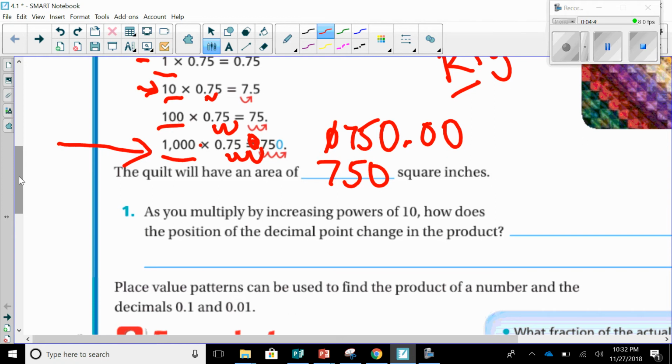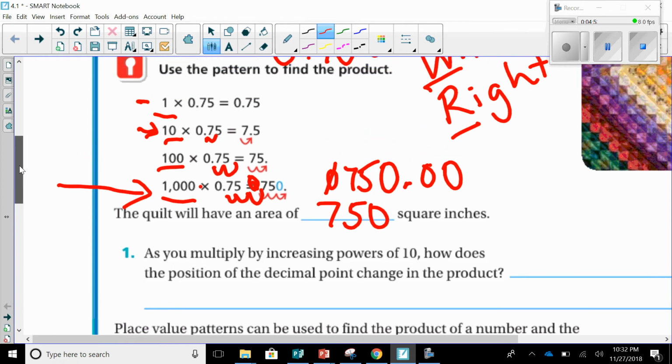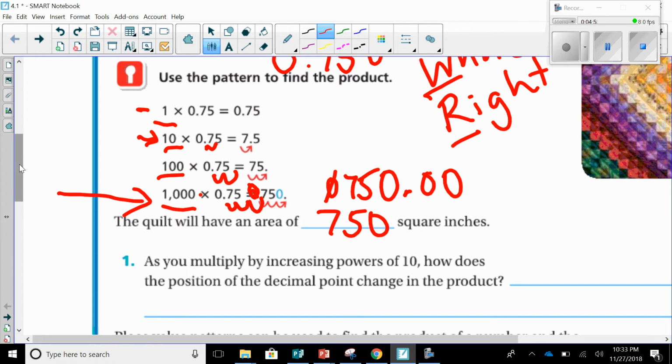As we're multiplying by increasing powers of 10, how does the position of the decimal point change in the product? Remember, the product is our answer. The bigger this whole number gets, the 1, the 10, the 100, the 1,000, the more places my decimal point moves to the right. Okay?